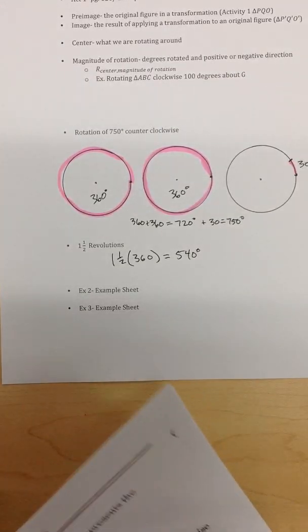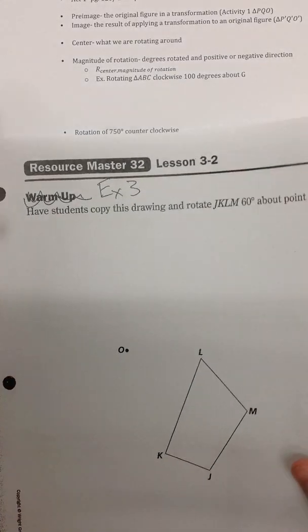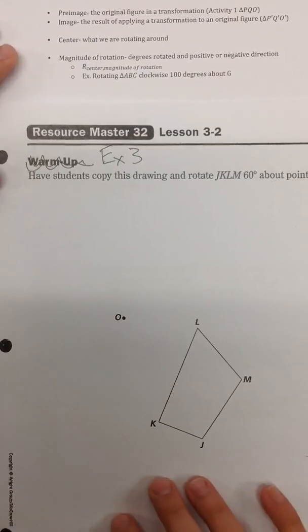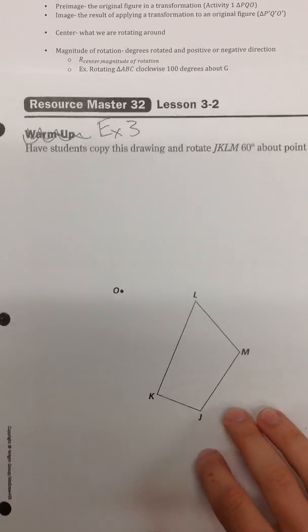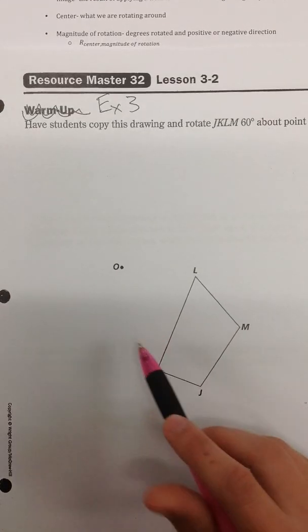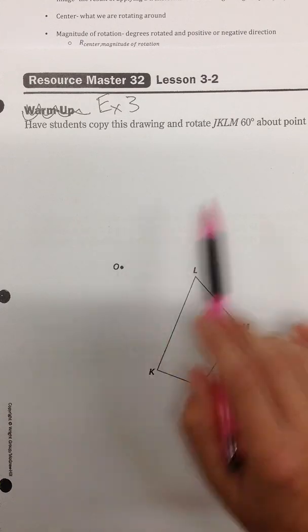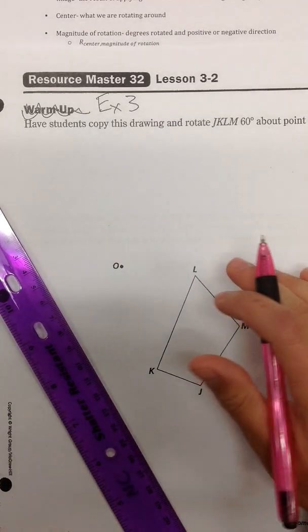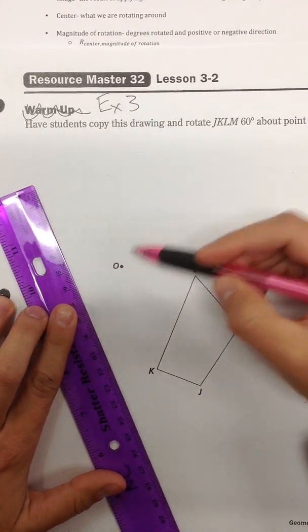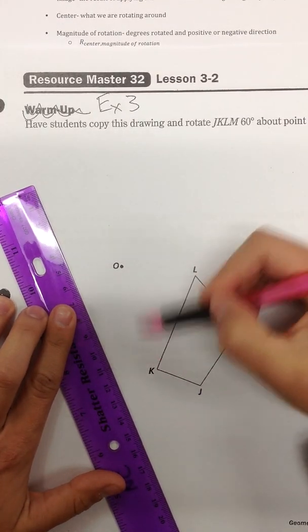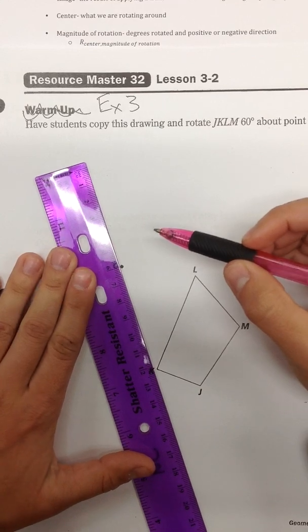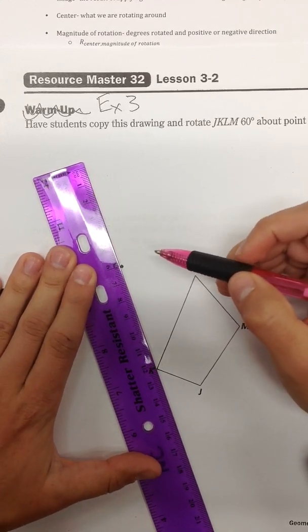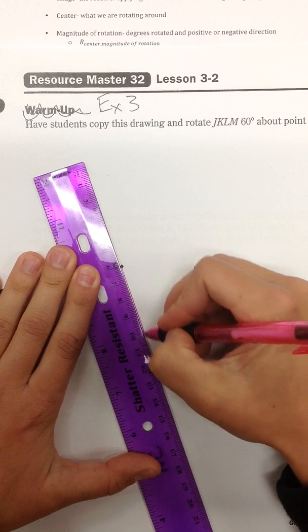So example 3 is going to be this one here. Again, we're going to be doing a rotation, and this time we're going to rotate this shape around point O, and we're rotating 60 degrees. Okay, so let's do that. First thing we have to do with these is shoot a line from one of the points that we are rotating, like K, to our center of rotation. So I'm going to shoot a line from O to K.